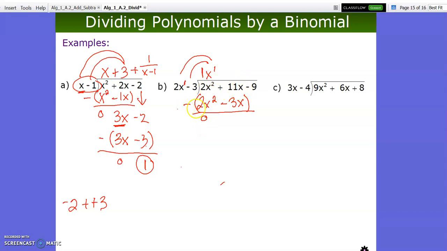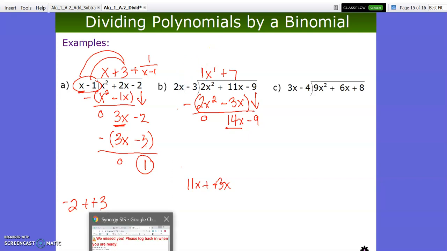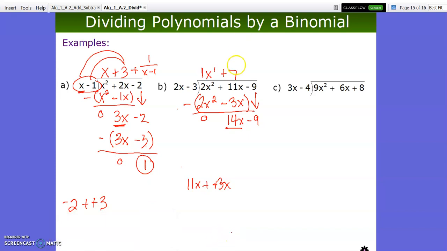And then I have 11x minus a negative 3x. So 11x minus a negative 3x. Keep, change, so we should get 14 x's. Bring on down the minus 9. 2x goes into 14x 7 times. When I subtract my exponents, I'll see it's just 7. And I'm going to take my 7 and distribute it. 7 times 2 is 14x. 7 times negative 3 is a negative 21.